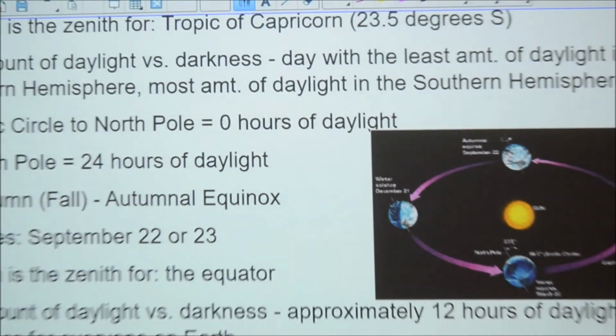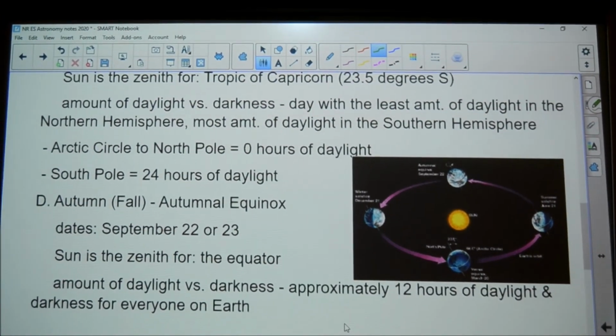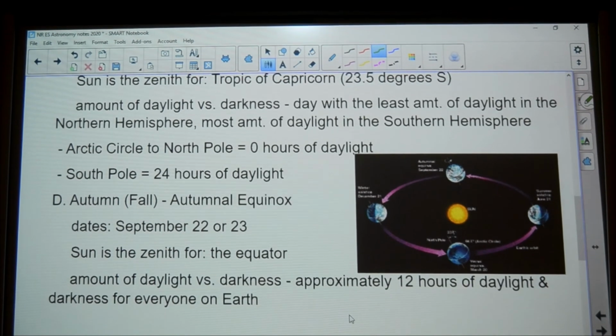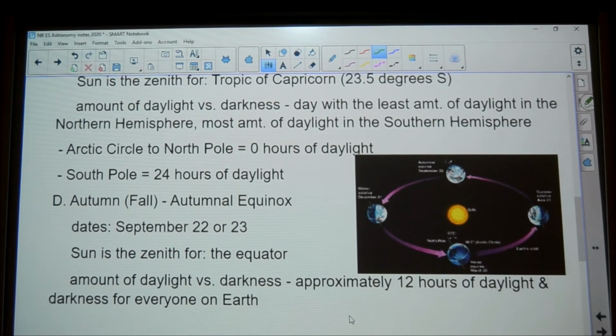All right, how else do we know that the Earth is revolving around the sun besides the seasons? And that would be your seasonal constellations. As I was saying, when we did your vocab, we look at circumpolar. Circumpolar you see all year. Seasonal, you only see part of the year. Like Orion, the hunter, it's a winter constellation. You see him in the winter sky. You do not see him in the summer sky.